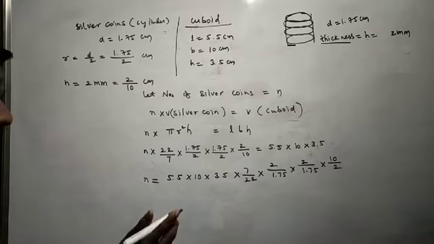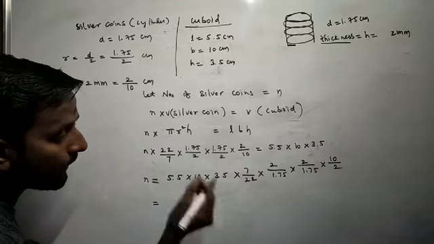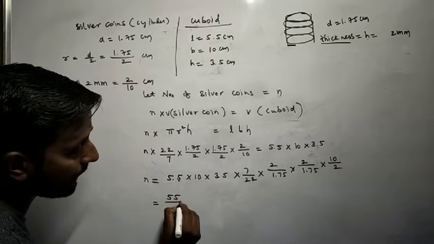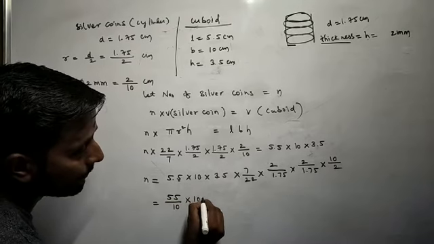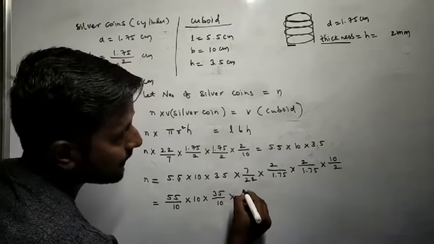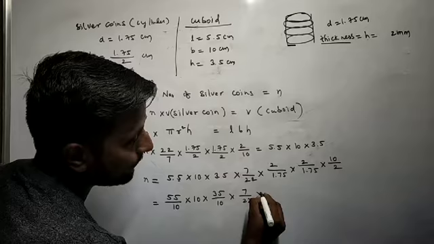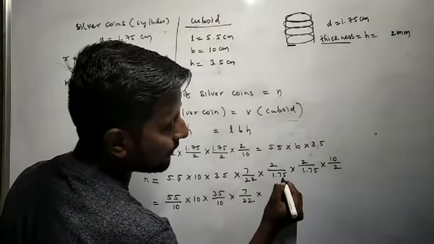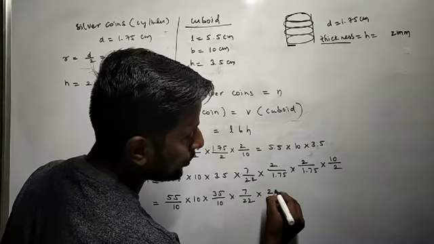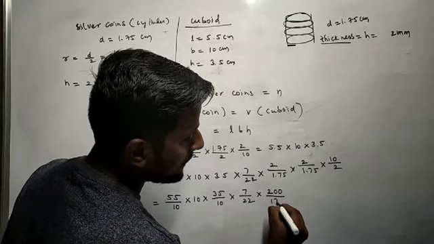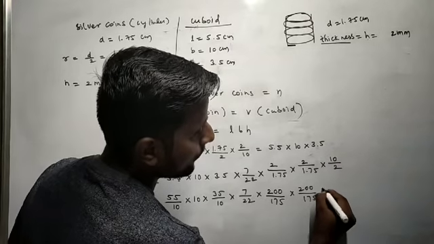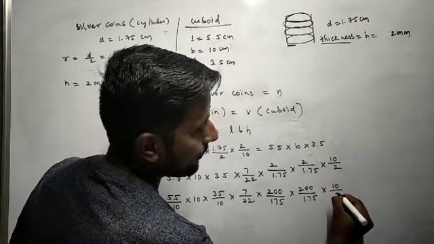Okay, don't get excited now. So now try to take out the decimals, one decimal after one digit. So simply we'll write 55 by 10 into 10, 35 by 10, and 7 by 22. If you remove the decimals, again the denominator place will get 100, so with that it will add with 2: 200 by 175 into 200 by 175, 10 by 2.